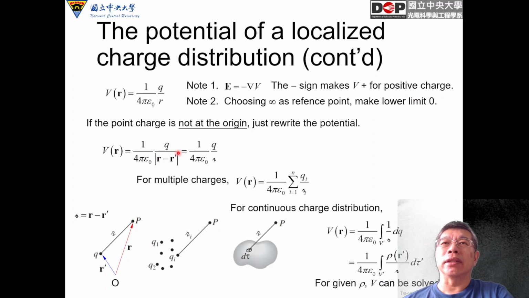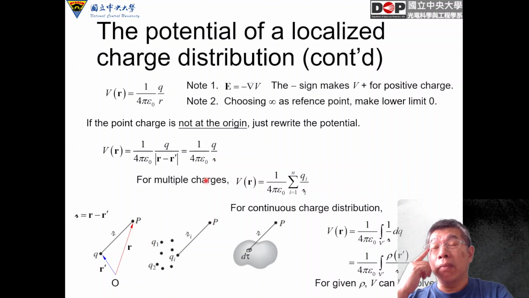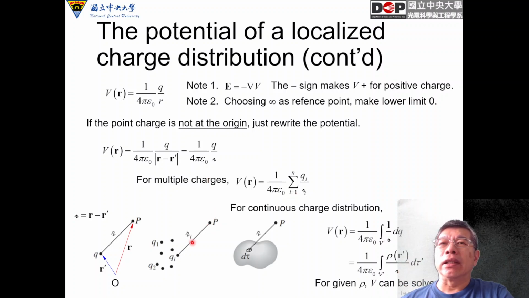Just write things down like this, because this is the distance between the source and the point of interest. Taking the absolute value just gives us the distance, the scalar script r is actually just the distance. For multiple charges, just do the same thing again and again from 1, 2, 3, 4, all the way to i. This is how things work here. Just superpose them, add everything together. For a continuous charge distribution, just take the integral. That's the idea, no big deal.